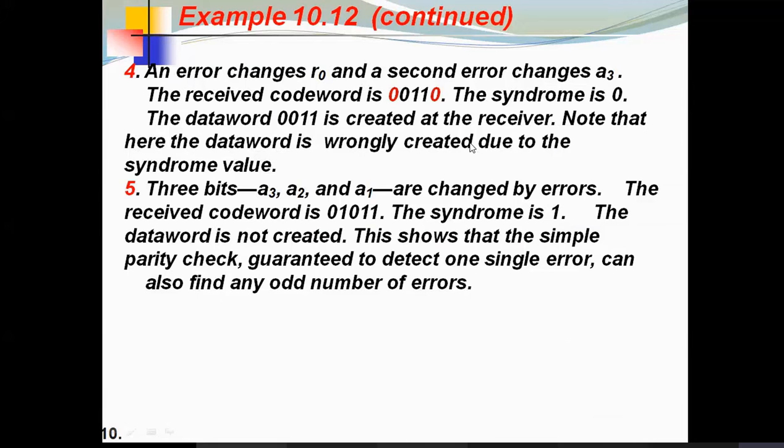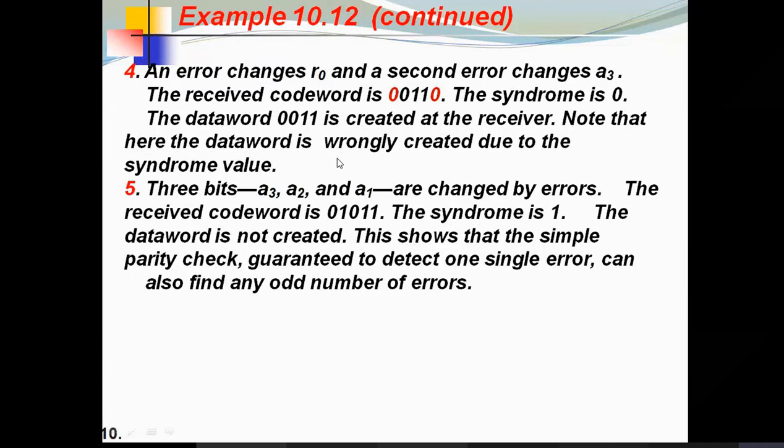So now we'll just go with more than one error. Consider R0 changes and the second error changes A3. So in that case, this is R0 and this is A3. Actually it should be 1 1, it is changed to a 0. So now in this case the syndrome value is 0. So the data word 0 1 1 is created at the receiver. Note here the data word is wrongly created. So in case more than one bit got corrupted, even parity is not going to check the error.